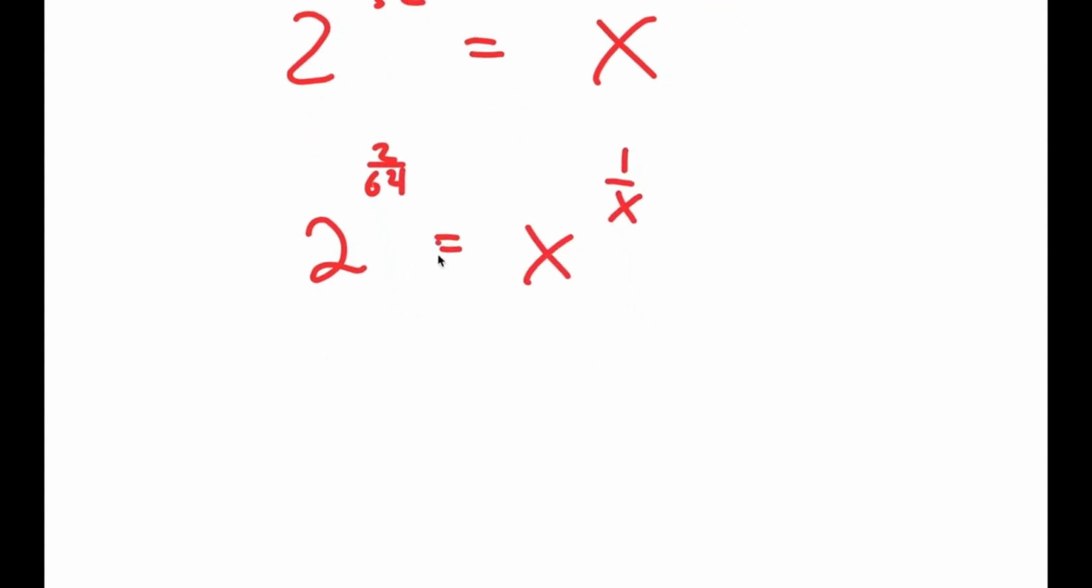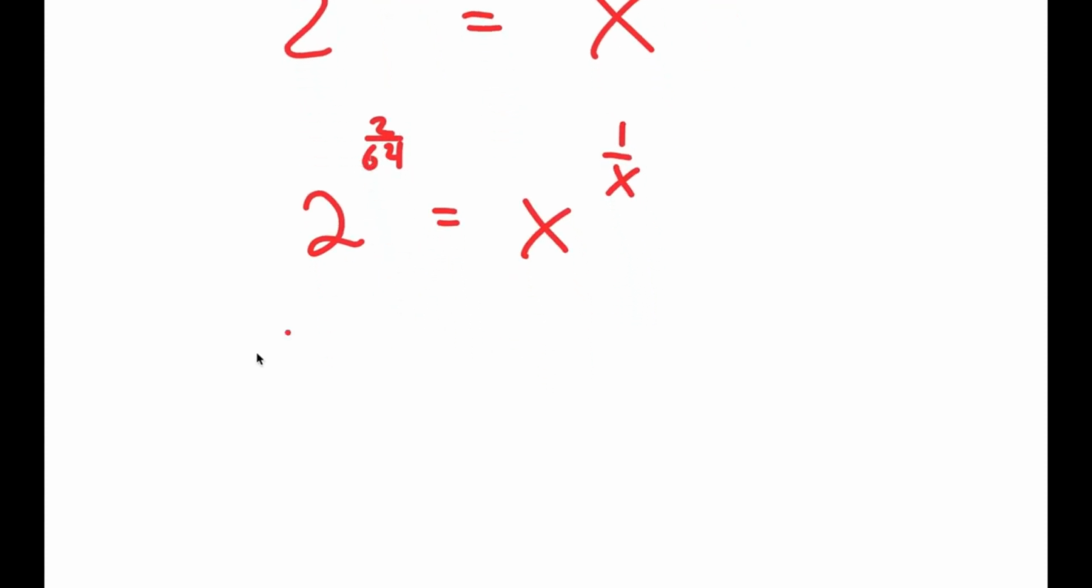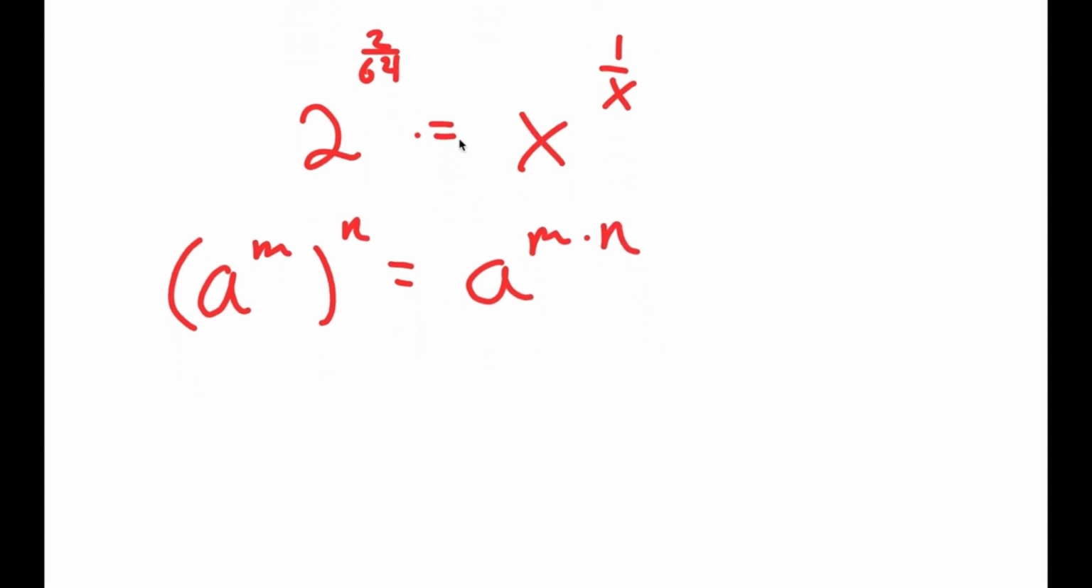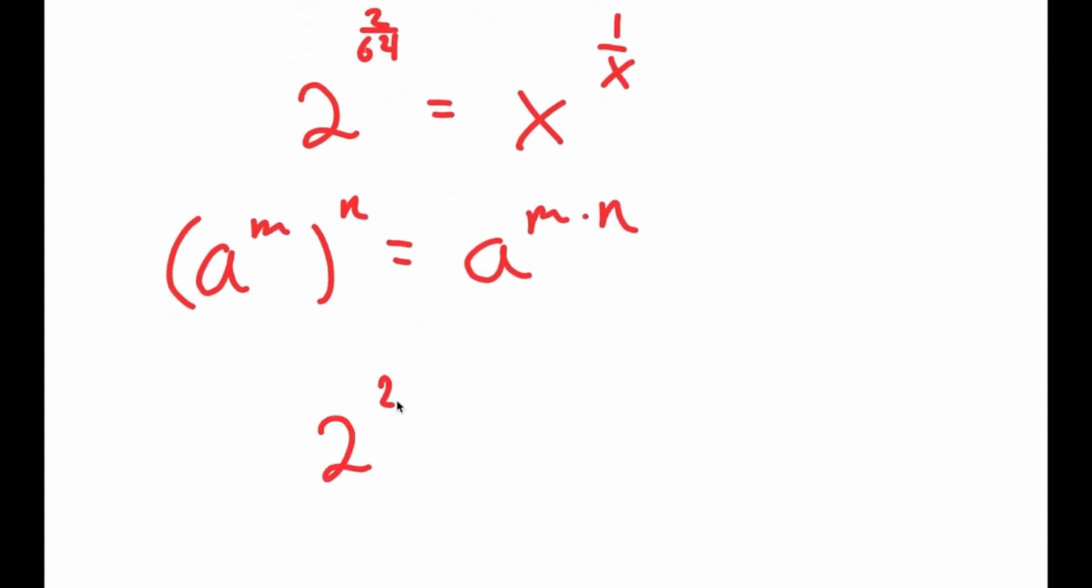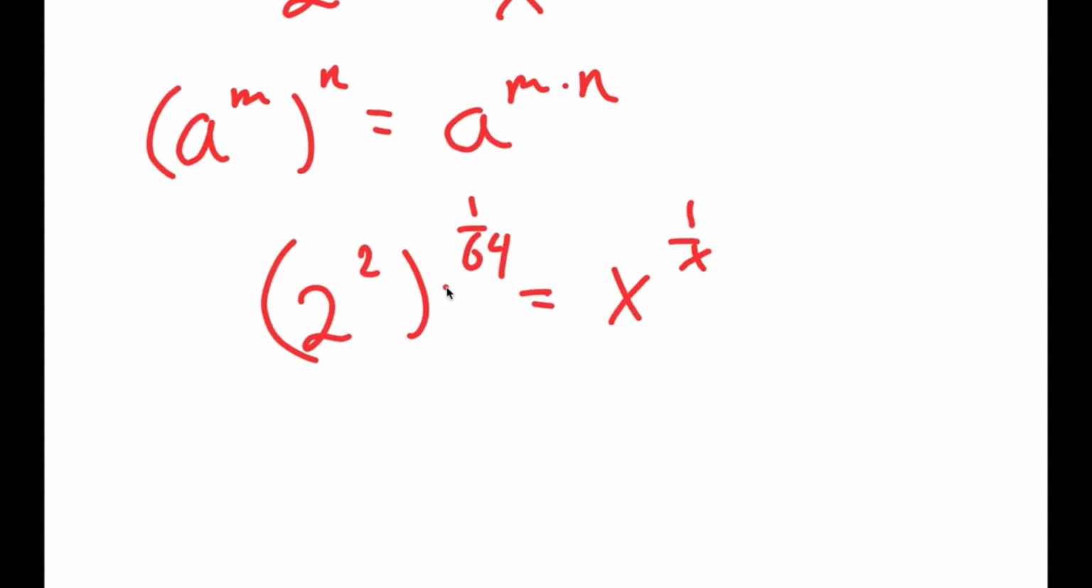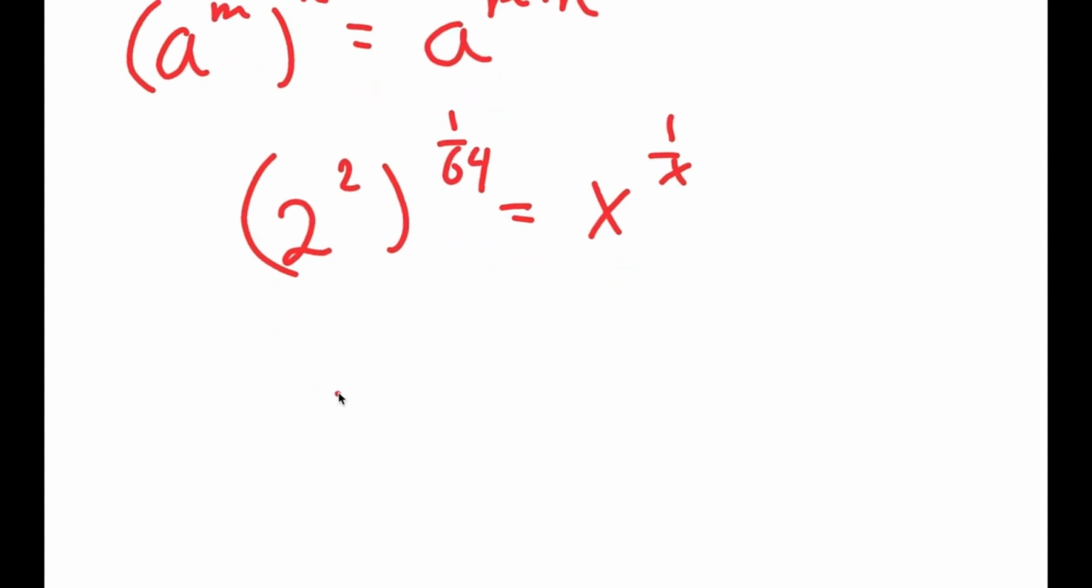And now, remember, this is the same thing as if I have something in the form a to the power of n to the power of m, this is equal to a to the power of m times n. So I can reverse this and rewrite this as 2 to the power of 2 to the power of 1 over 64. And 2 to the power of 2 is 4, so I get 4 to the power of 1 over 64 is equal to x to the power of 1 over x.